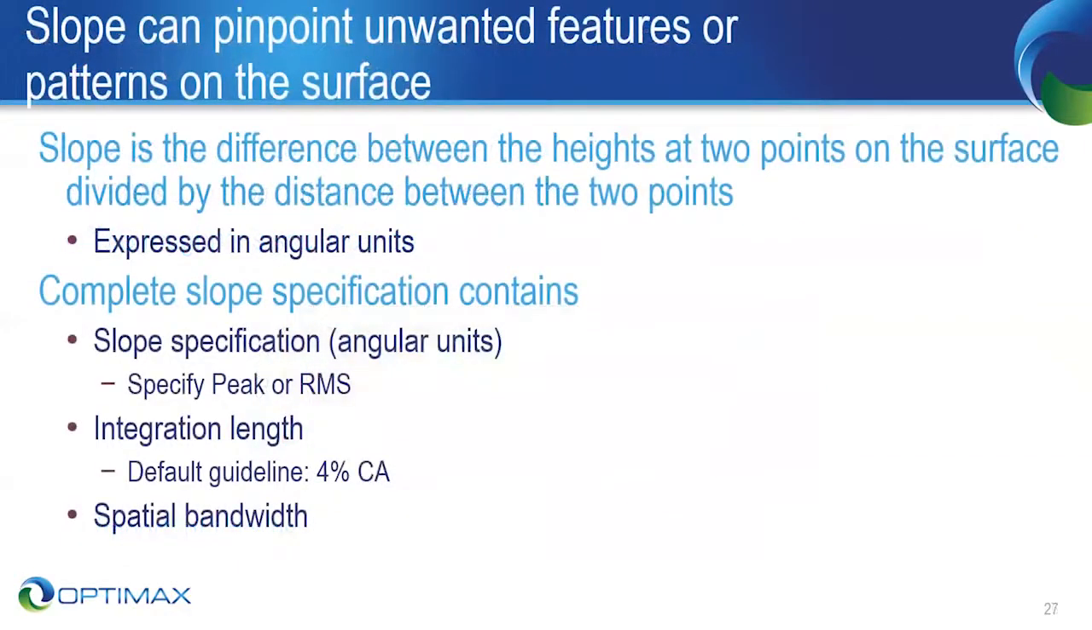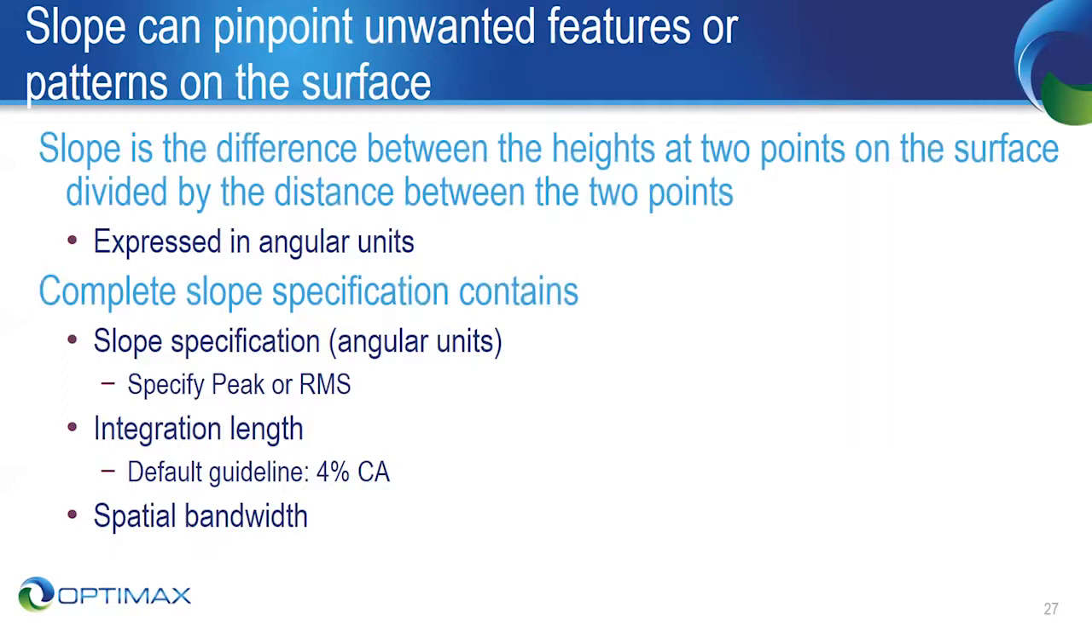Another way to specify an optic is using slope. It can pinpoint unwanted features or patterns on the surface. A slope is, as we remembered in grade school, rise over run. It's the difference between the heights of 2 points on the surface divided by the distance between those 2 points. It's expressed in angular units, and a complete slope specification contains the slope specification in angular units, either in peak or RMS. A lot of times the default is RMS.